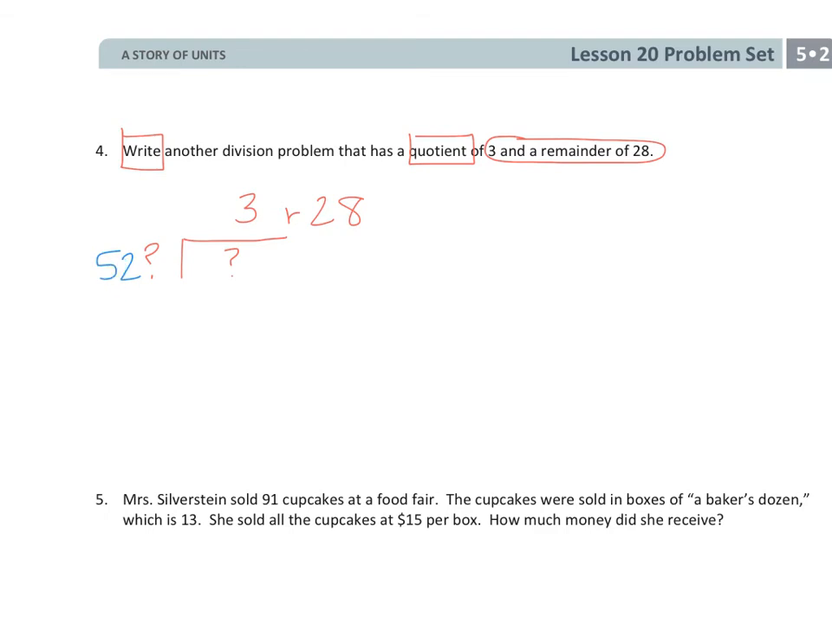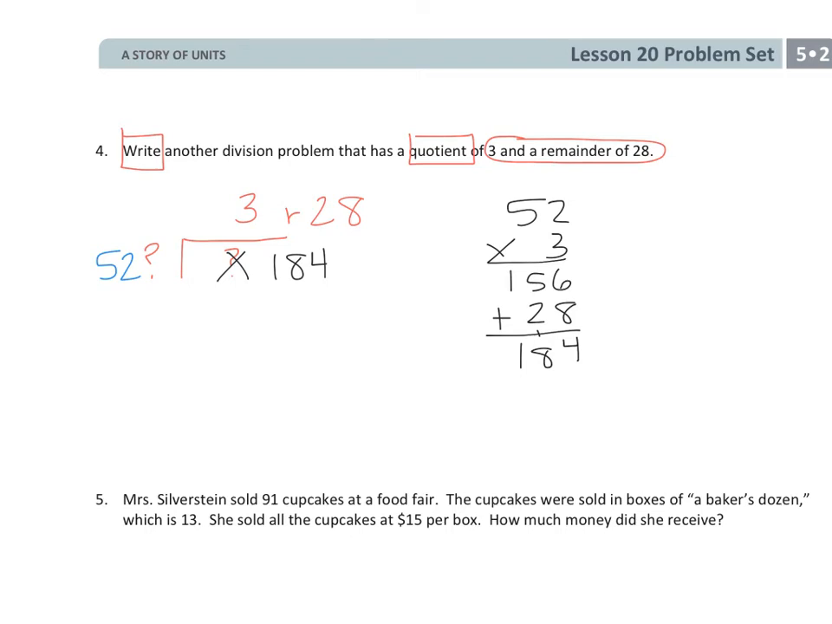So I'm going to take 52 and multiply it by 3. 3 times 2 is 6. 3 times 5 is 15. And then I'm going to add 28 to it, the remainder. 6 plus 8 is 14. Carry your 1, bring down your 4. 5 plus 2 is 7, plus 1 more is 8. So cross off the question mark, the dividend is now 184.